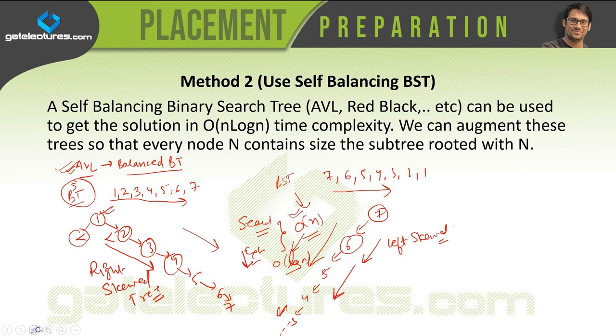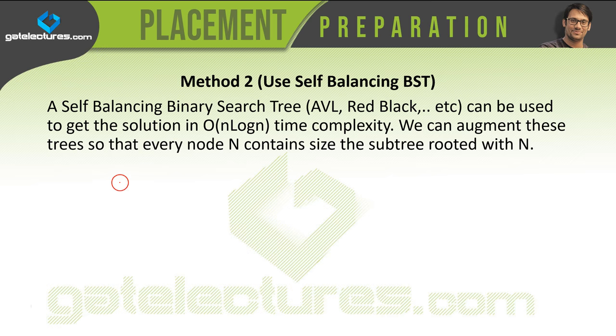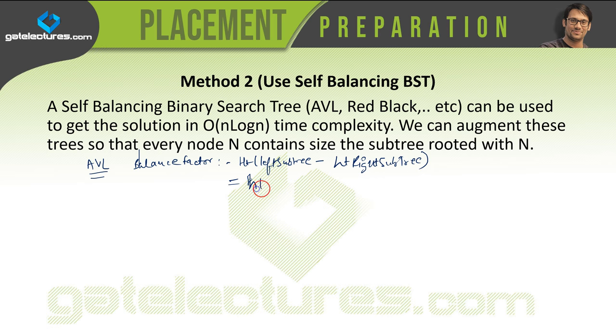So we introduced the next concept, which is called the AVL tree, or the Adelson, Velsky and Landis tree. AVL trees are completely balanced. For this we use something called the balance factor. The balance factor can be calculated something like this: height of left subtree minus height of right subtree. Or it can also be calculated like this: height of right subtree minus height of left subtree.